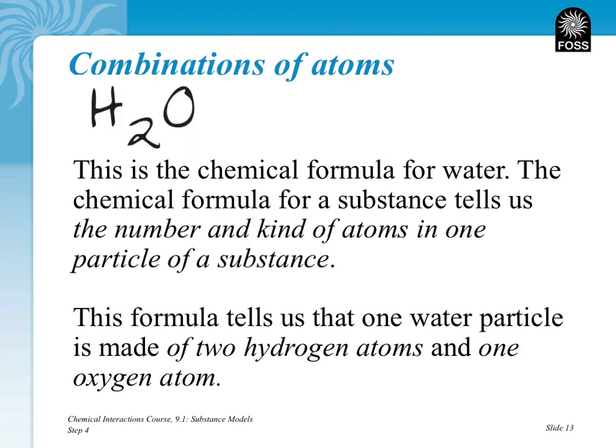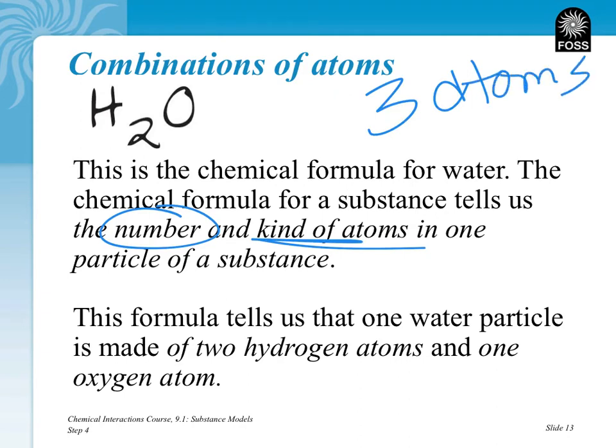So as we saw before with our white substances, we saw chemical formulas. This is the chemical formula for water. It's H2O. And it tells us the number, how many, and the kind of atoms in one particle. So in one particle of water, there are 3 atoms, and 2 elements. 3 atoms, 2 H's and 1 O, and 2 elements, H and O. The formula tells us that there are 2 hydrogens and 1 oxygen.